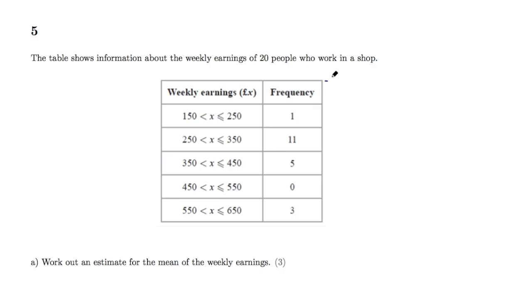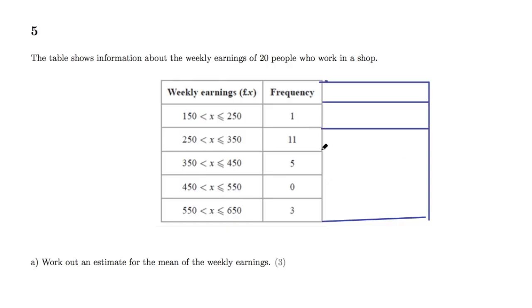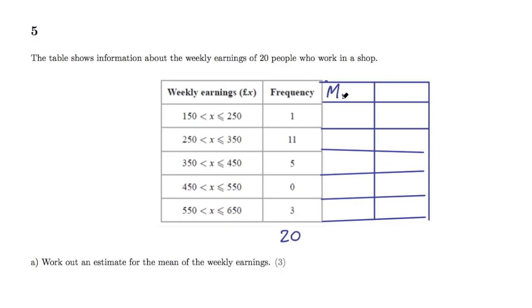So let me show you what I mean here. If you haven't done this process before, this is something that you do need to learn. It is important. And while it might look complicated if you haven't seen it before, it's actually not too bad. So we know that 20 people work in the shop. So that total of the frequencies must be 20. Here we need to find the midpoints of these ranges.